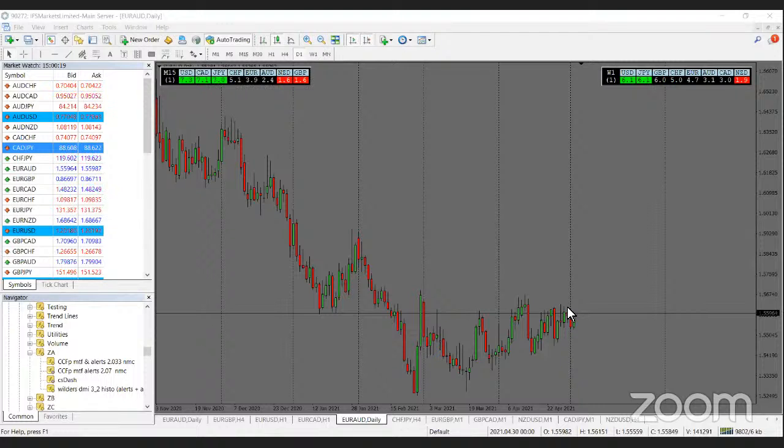So today I'm going to share with you one of my favorite tools for trading, and that is actually the currency strength meter. And one of my strategies is actually based on CSM also. It's a pretty nifty tool.